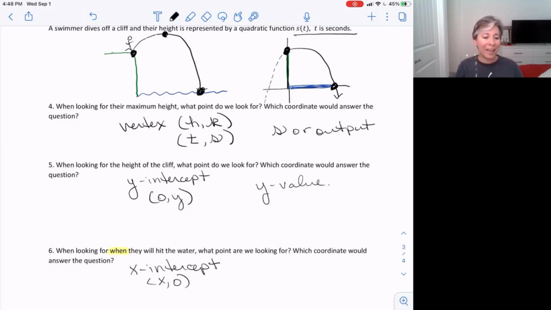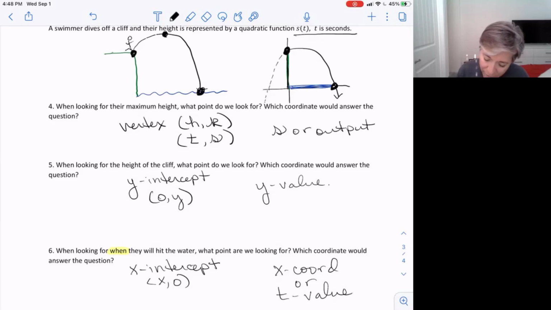Which coordinate would answer that question? Then that would be your x coordinate, or in this case, your t, your input value. And your y value in this scenario is your s value, because that's your height. So sometimes if you're not sure, draw a picture. Even though it doesn't ask you to, draw a picture of the scenario, and sometimes that can help you figure out what you're actually looking for.